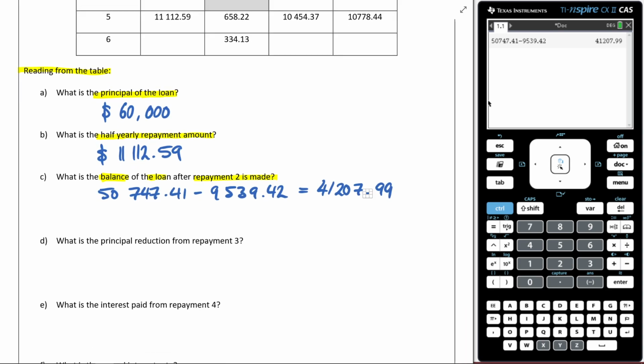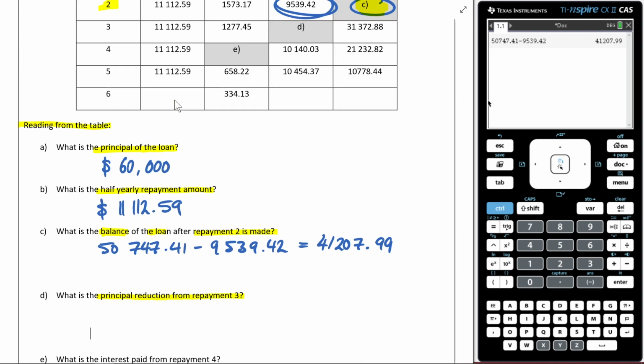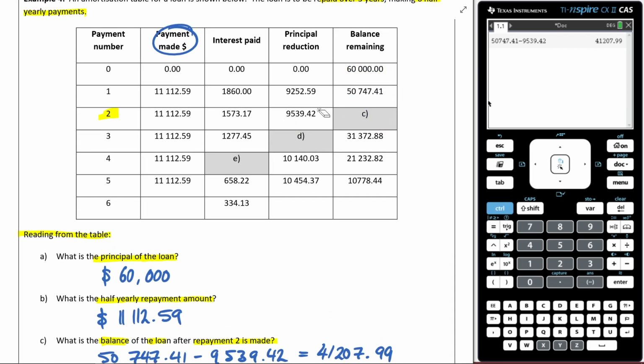It says, what is the principal reduction for payment 3? So let's clear the board here. I'm after the principal reduction here. What is the principal reduction for payment 3? Well, to figure out my principal reduction, we know that the principal reduction is simply going to be the payment that you've made subtracted by your interest paid. That's going to be how much your principal reduces by. The amount that you paid subtracted by the interest paid.